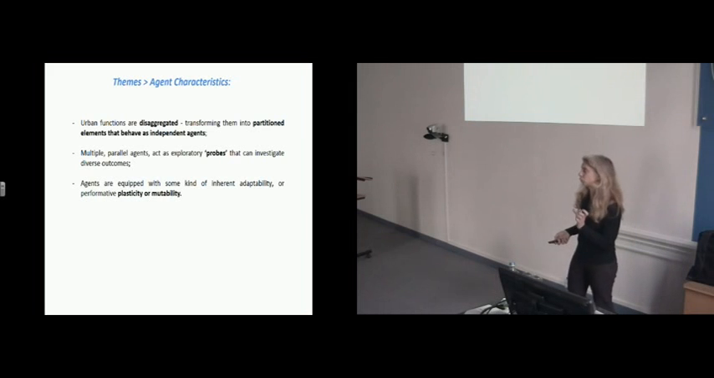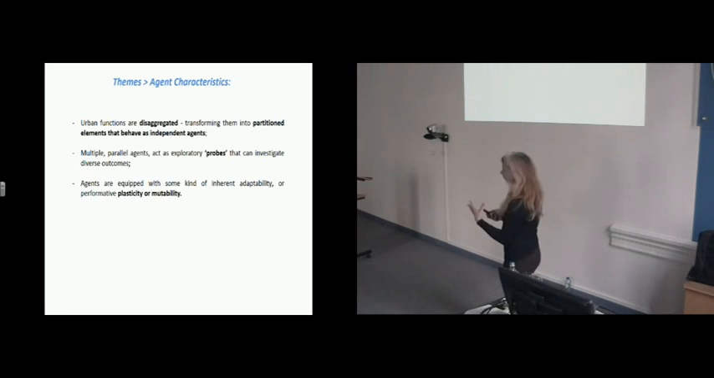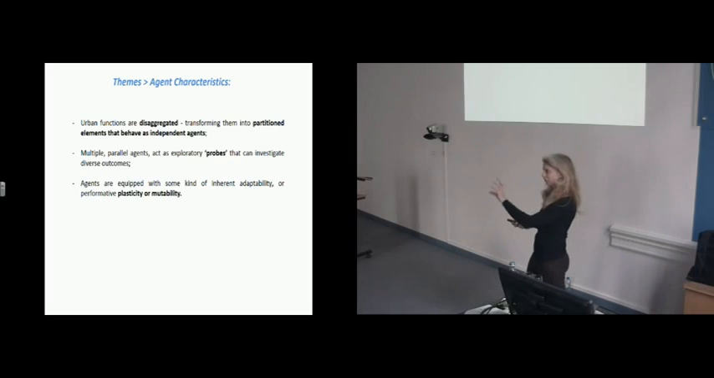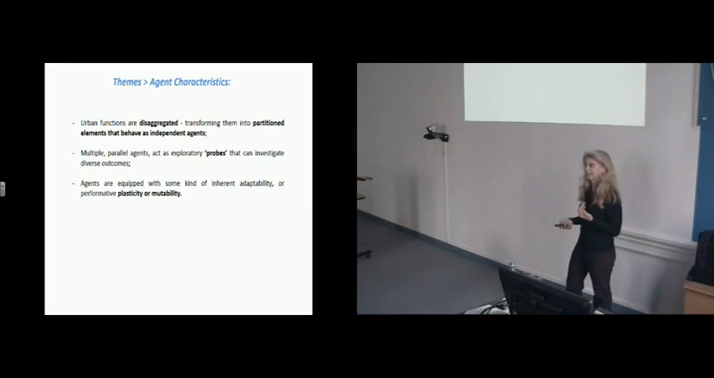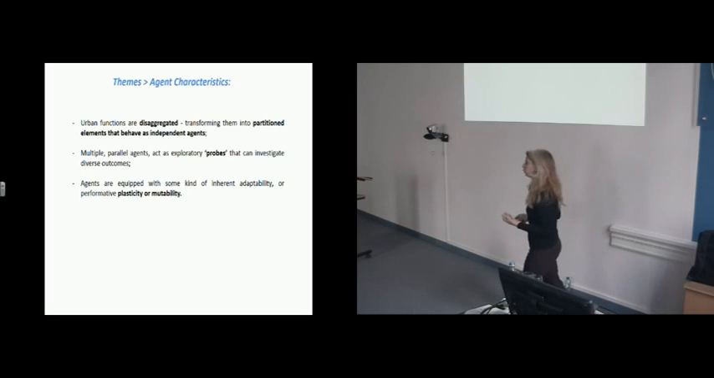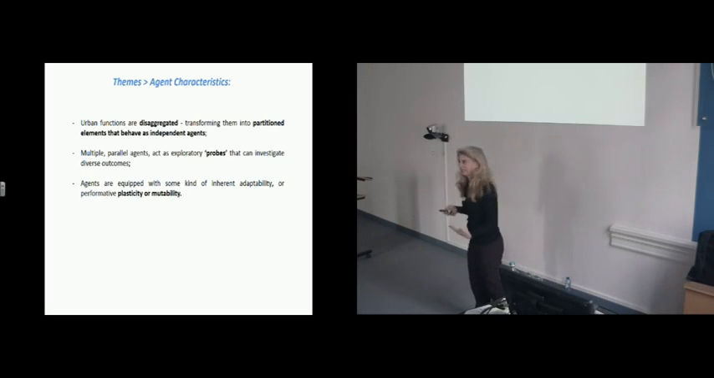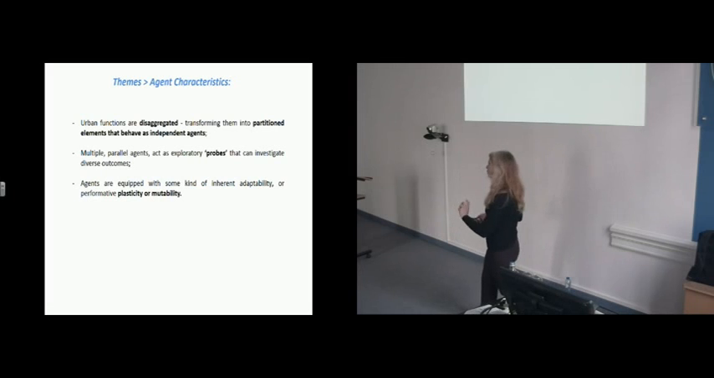Okay, so these are the general themes that you'll see in the posters. You'll often see the same kind of words cropping up in different posters. Obviously, that has to do with how I've relayed the course material. But urban functions are disaggregated, so they're transformed into partitioned elements that can behave as independent agents. There are multiple parallel agents that act as exploratory probes that can investigate diverse outcomes. And agents are equipped with some kind of inherent adaptability or performative plasticity or mutability. That could be that they can take on different kinds of functions, or that they can move to different sites, or that they can switch regimes.